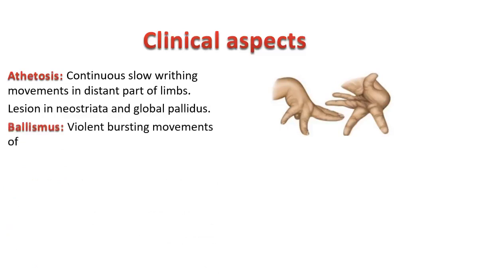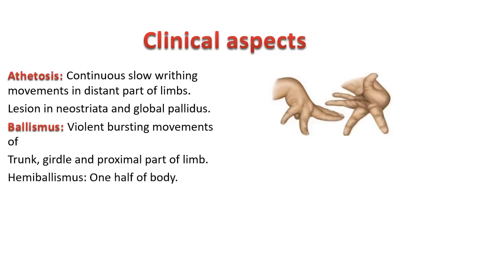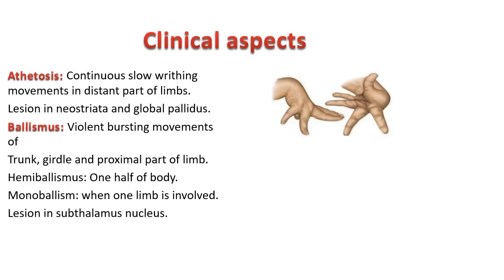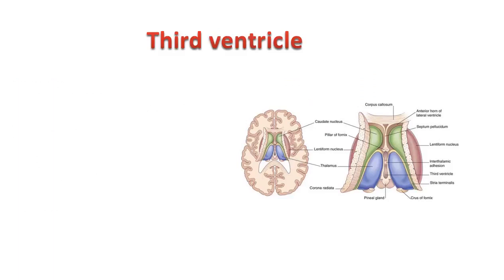Next, ballismus is violent flinging movements. There is no slow writhing or unwanted movement. Here suddenly violent movements take place in the limb, trunk and girdles. There are different types. If one half of the body is affected, it is called hemiballismus, and if only one limb is affected, it is called monoballismus. So mainly chorea, athetosis and ballismus, you can see in lesions of the basal nuclei. Then in ballismus there is also a lesion in the subthalamic nucleus.